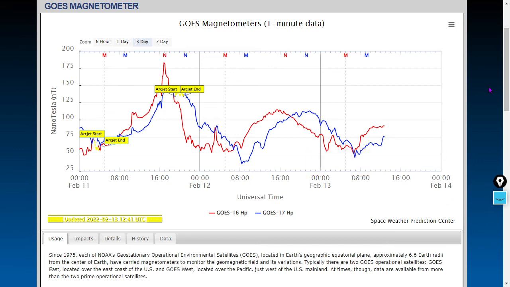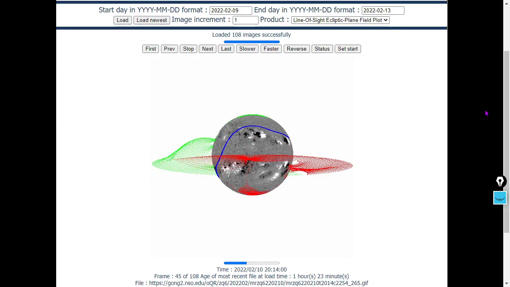Next, we'll take a look at the GOES magnetometers, and we're seeing low readings here. There is a lot of plasma in between the sun and the Earth at the moment, as there is a continuing coronal hole wind stream. Let's take a look at some more data.